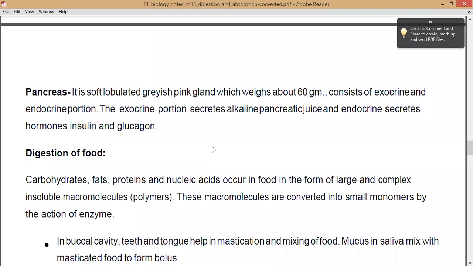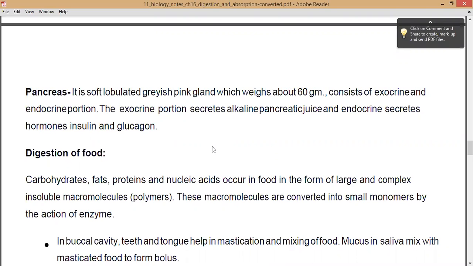So the pancreas is said to be the mixed gland because it consists of exocrine glands as well as endocrine glands. The exocrine portion of the pancreas secretes the pancreatic juice, which is alkaline in nature, while the endocrine part secretes the hormones insulin and glucagon. So the function of the pancreas is dual, as it is exocrine as well as endocrine.